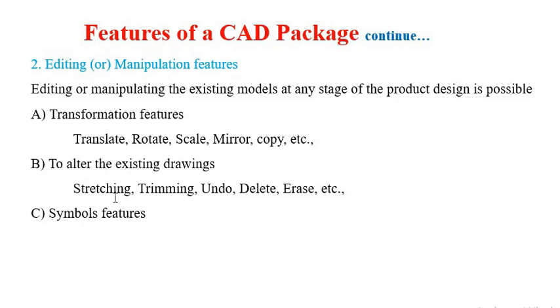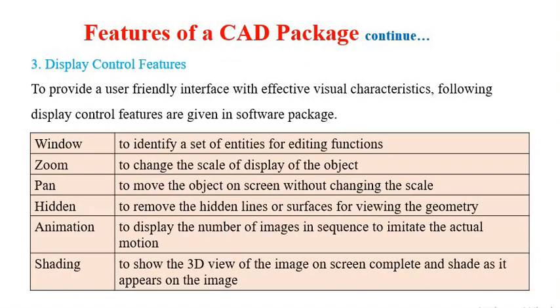To alter the existing drawing, stretching means that when we draw a line and want to join it with another object, we can use stretching. Trimming is also available, so we can trim unnecessary lines or drawing components. The undo facility is also provided: if we did some operation and want to cancel it, we can undo. The delete feature is also provided, so if we want to delete an existing design component, we can. Erase is also provided in the CAD package. That we will see in detail in the next video.